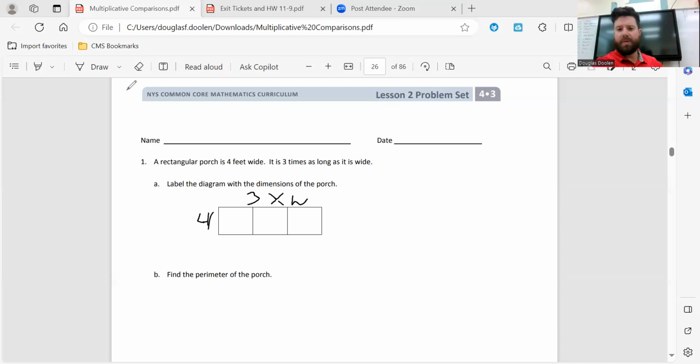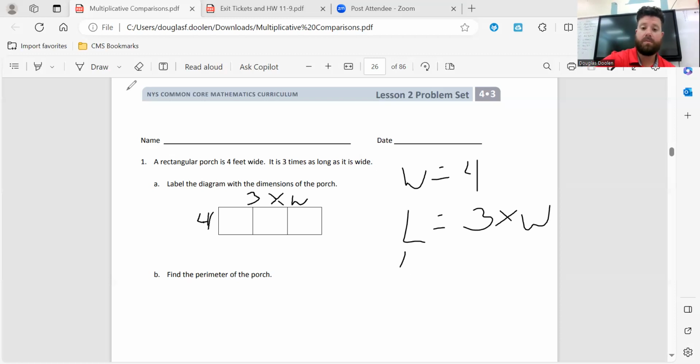Now think about all the other stuff that we've been doing before when we're going through word problems. We have width equals 4, so W equals 4. The length equals 3 times W, which means that the length is 3 times 4. Good. And what is 3 times 4, everybody? In 3, 2, 1. Very good. It's 12. Awesome. So I'm just going to put on the bottom of this that it's 12. So we have 4 for the width. We have 12 for the length. And we get that from the multiplicative comparison of 3 times as long as wide.